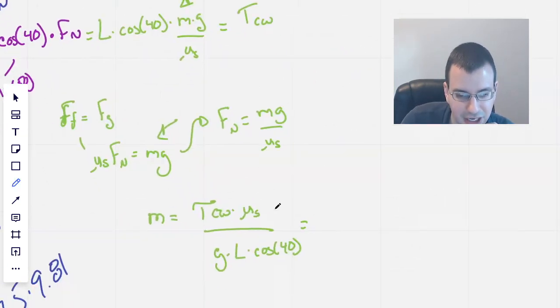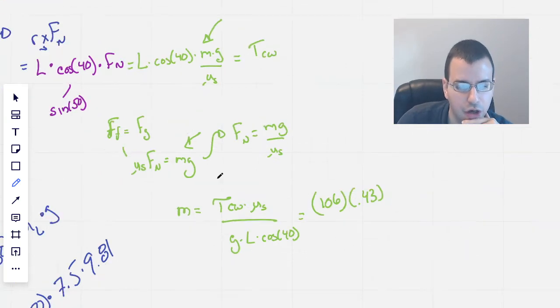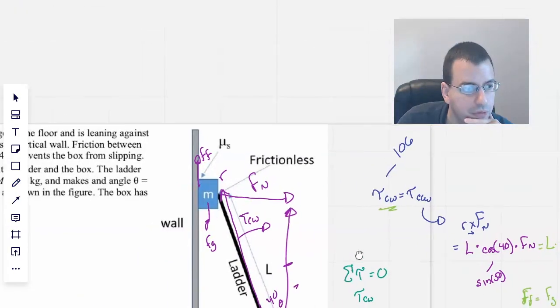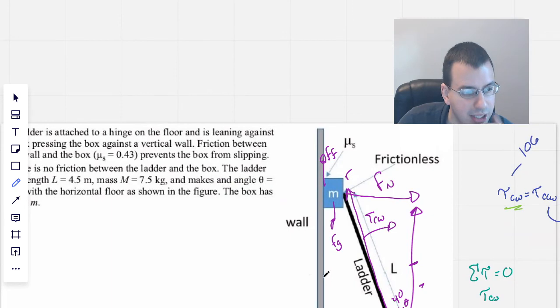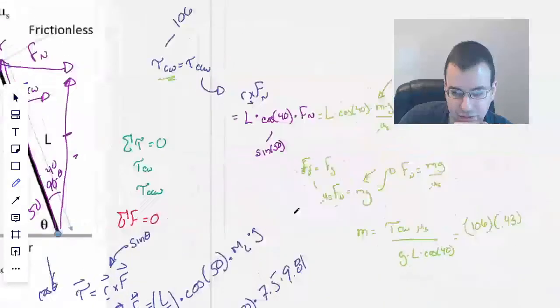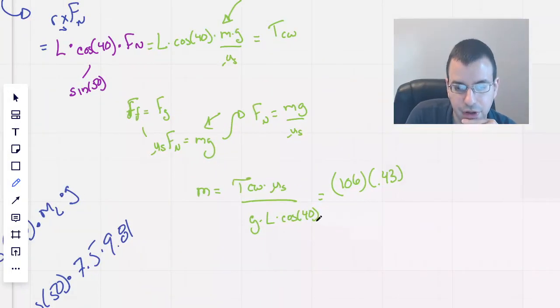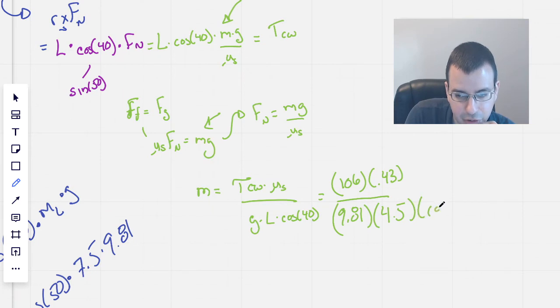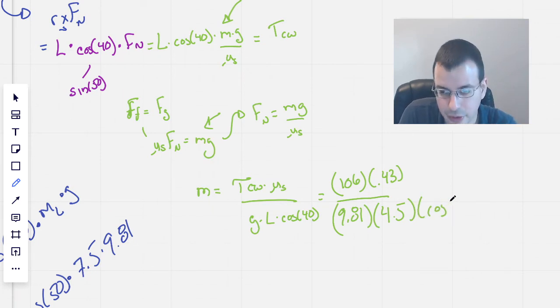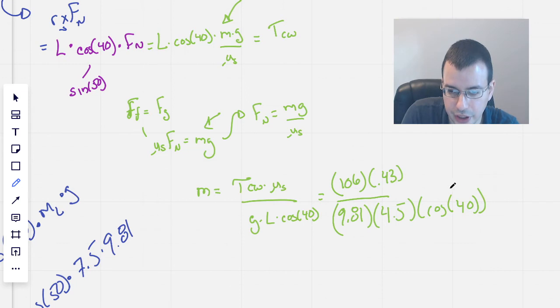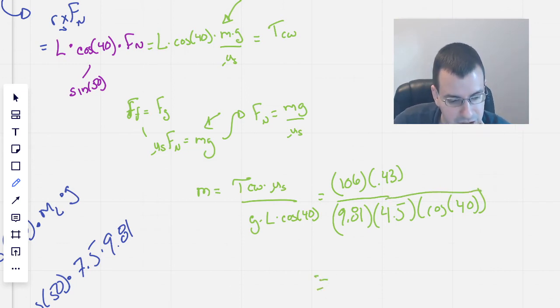Okay, writing this out in numbers, we have 106. I think this is 0.43. I think I read that right. I'm going to look real quick. 0.43. Yep, and then we have a length of 4.5 over 9.81, 4.5 cosine of 40. Extend the line. And this will give us an answer.